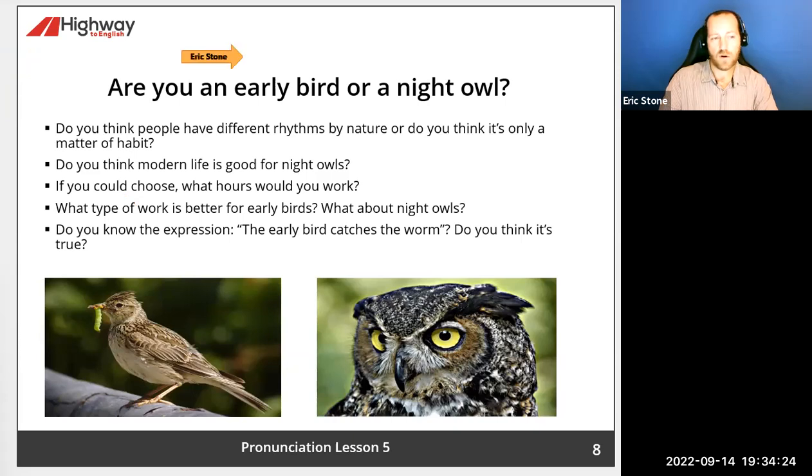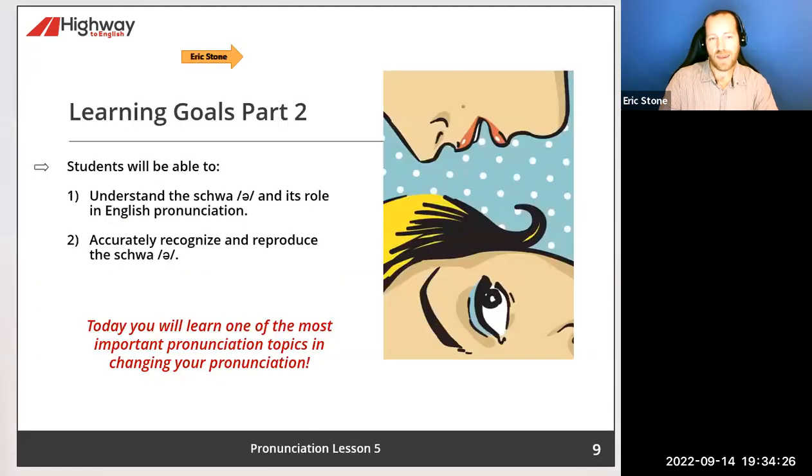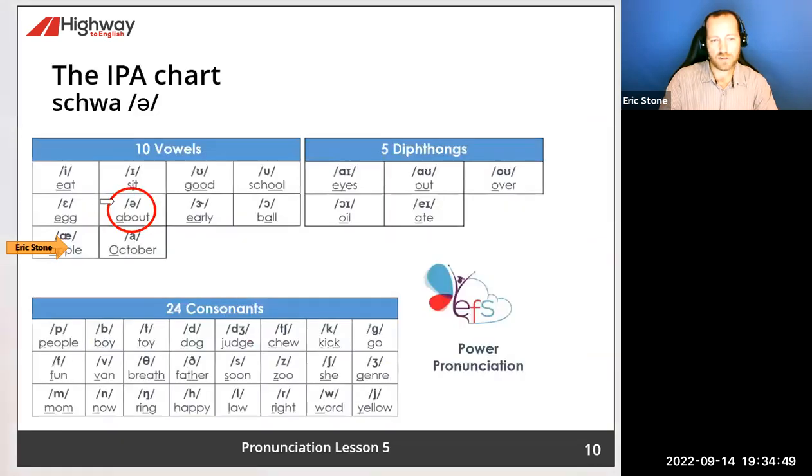What we're going to do now is move on to part 2, and we're going to talk about the most common sound in English, which is schwa. Okay. So in part 2, we're going to talk about schwa. You will understand it and its role in English pronunciation, and then we'll practice pronouncing and making this sound correctly. Okay. So here it is on the IPA chart.